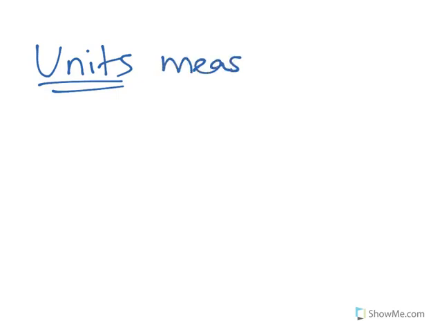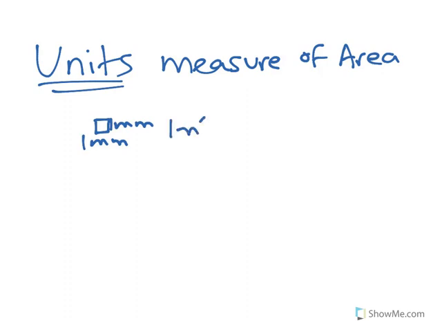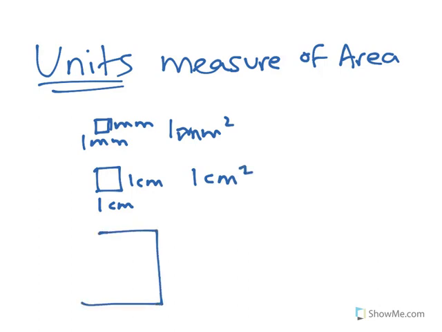So the actual units, and I'd like you to make sure you've got these copied down, the units for measuring area are basically square units. So you've got millimetres squared: 1 millimetre by 1 millimetre, so you've got 1 millimetre squared. A centimetre, so you've got 1 centimetre by 1 centimetre, which is 1 centimetre squared. And then you've got a metre by a metre. Now I want you to think about what 1 metre by 1 metre is.